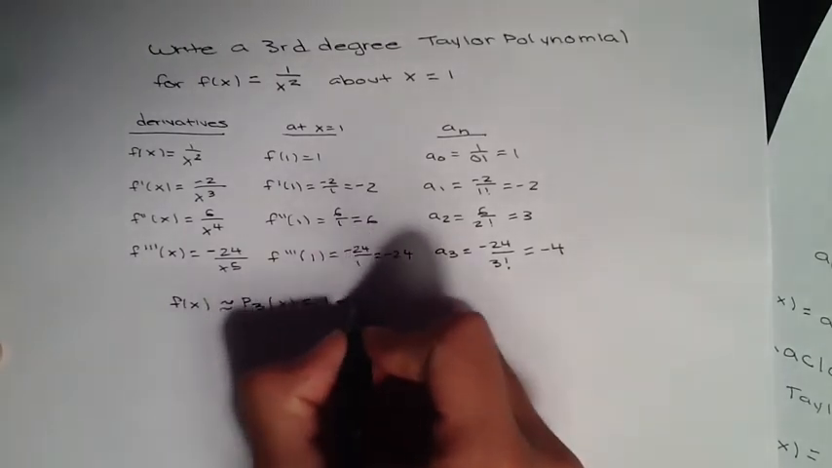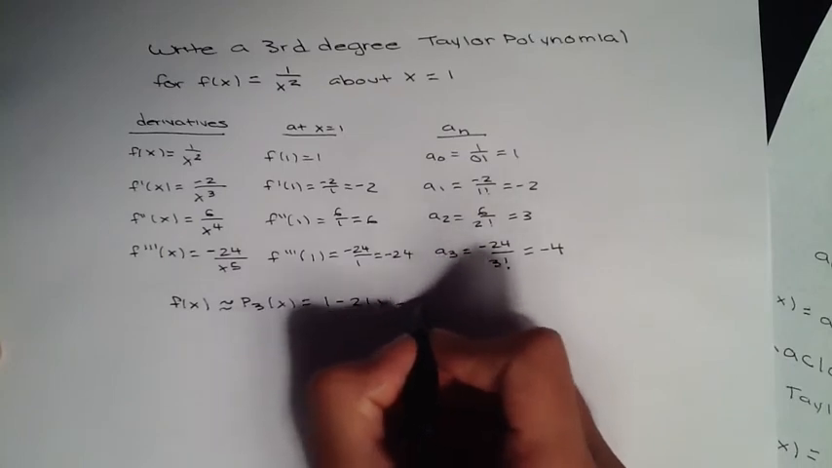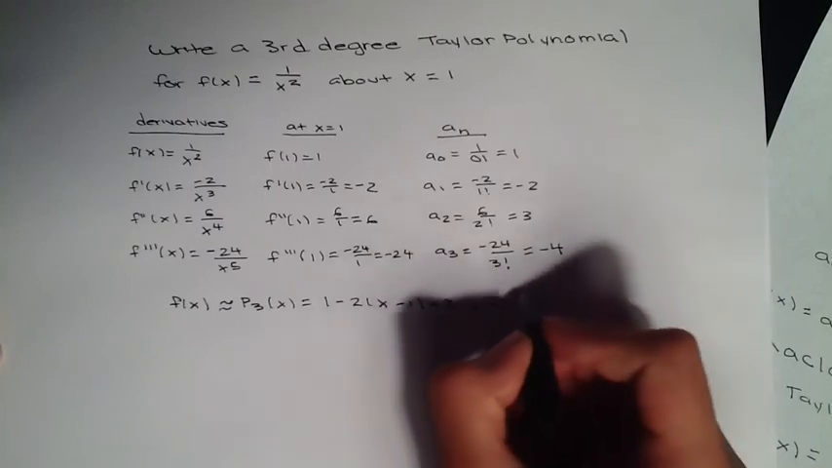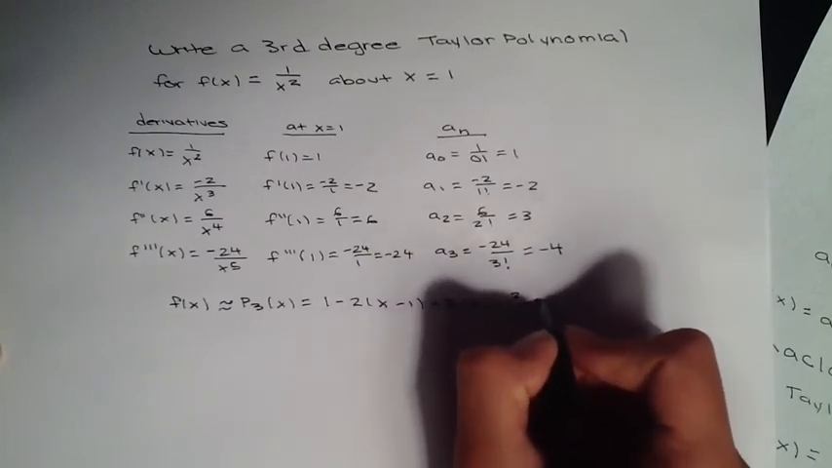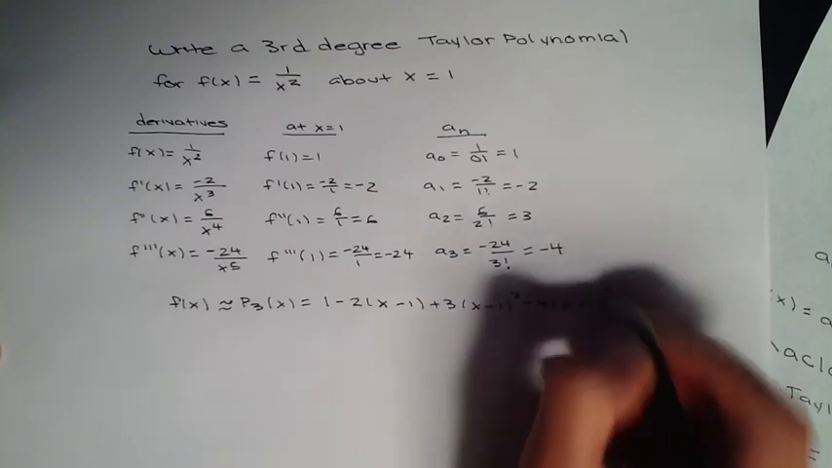And then state that f of x is approximately the third degree polynomial of x, which is represented by p sub 3 of x, which equals 1 minus 2 times x minus 1 plus 3 times x minus 1 squared minus 4 times x minus 1 cubed.